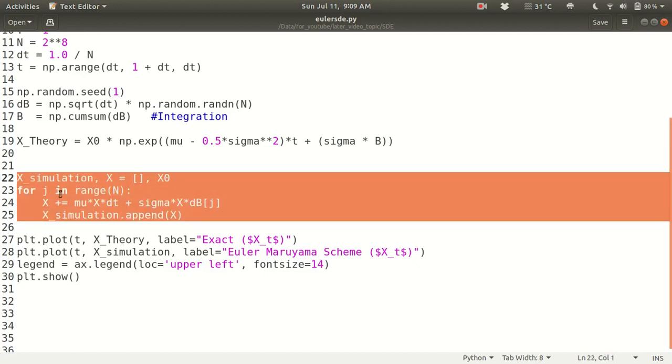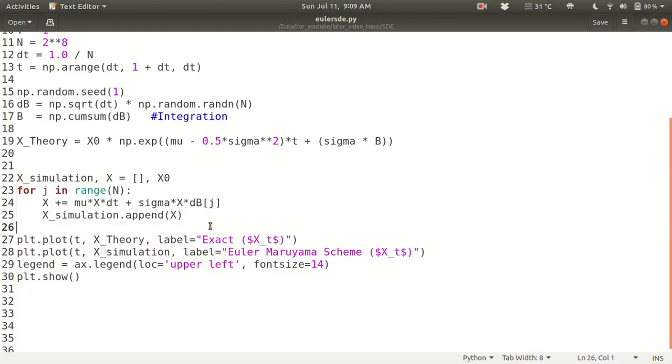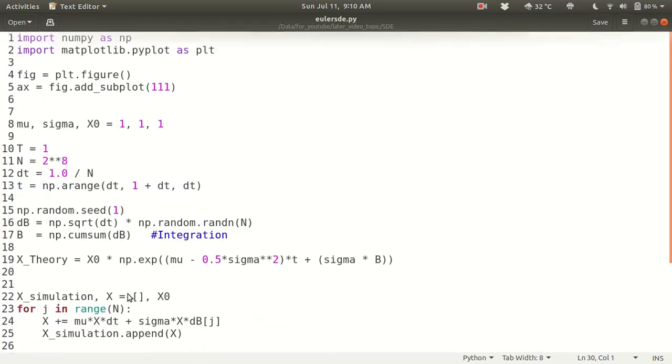And then what I did is I plot the theoretical curve first, using the plot function, which is plt.plot t comma x theory, which I already have calculated. And then I label it as exact solution. And then the simulated curve, which is t comma x simulation, and I labeled it as Euler-Maruyama scheme. And I place the legend in the upper left corner. You can also choose lower right, upper right, or something like that. And I choose it with font size 14. And the last command is plt.show, which is to show the plots. So this is basically the simple 30 line code for Python.